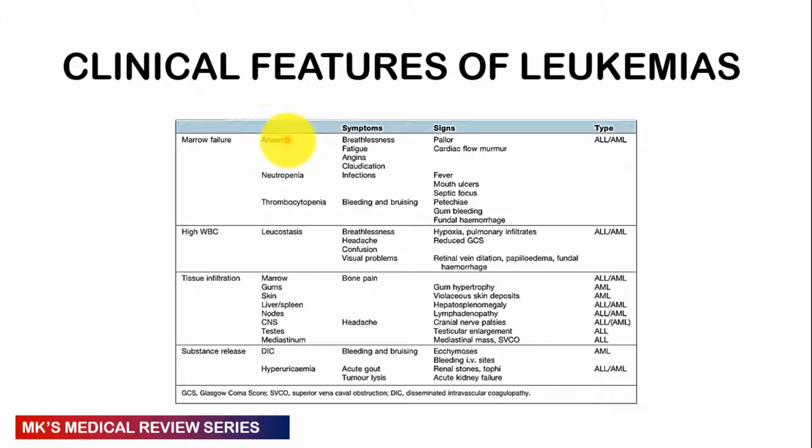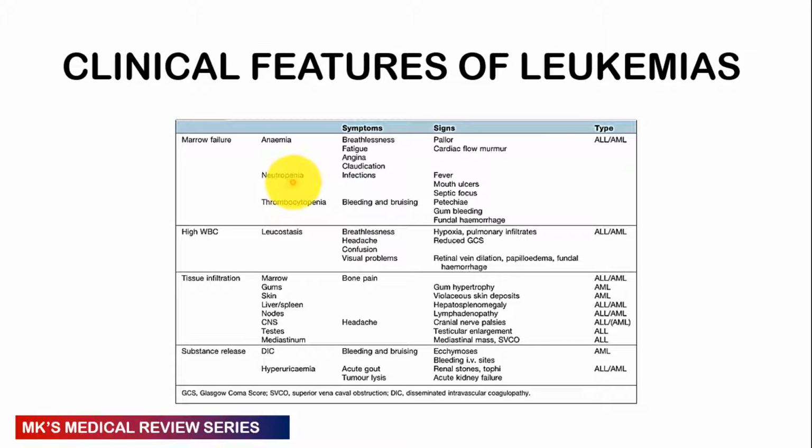So if someone has anemia, they may be breathless, they may be fatigued, they may have angina, they may have claudication, which is this pain that they often feel in their muscles, especially on exertion. It's very, very common in the calf muscles. They may have signs like pallor and a cardiac murmur. This is seen in both acute lymphocytic and acute myelogenous leukemias.